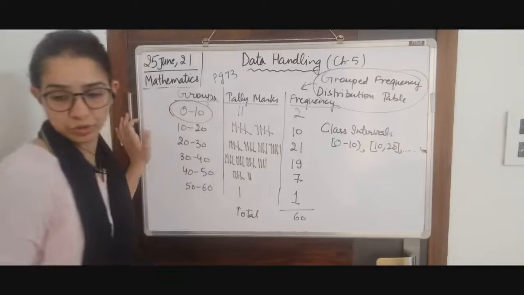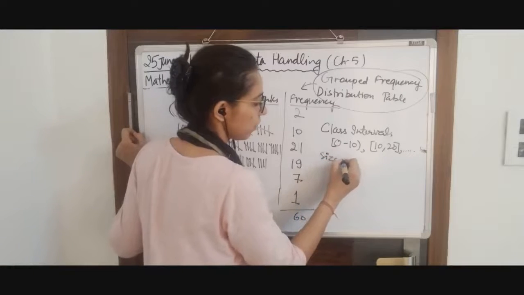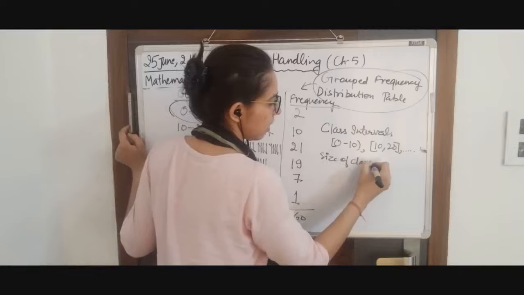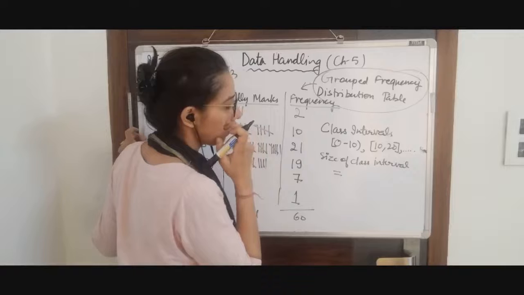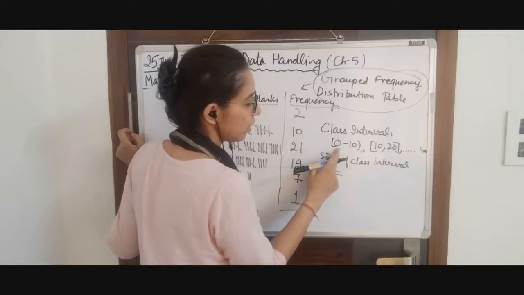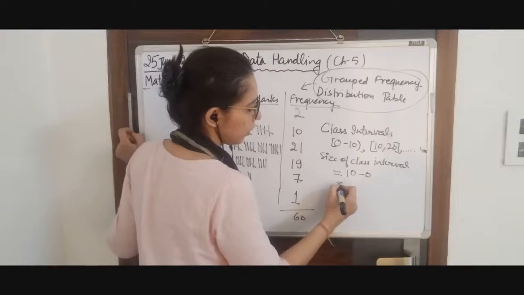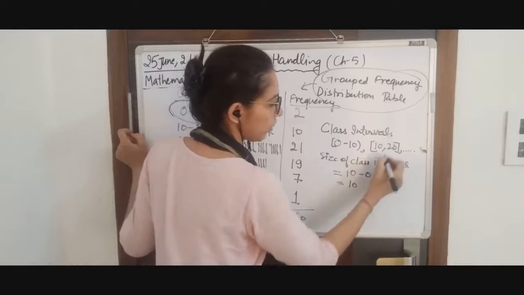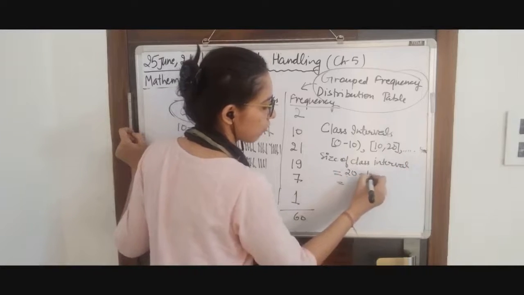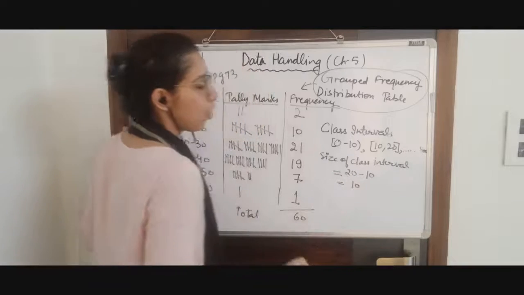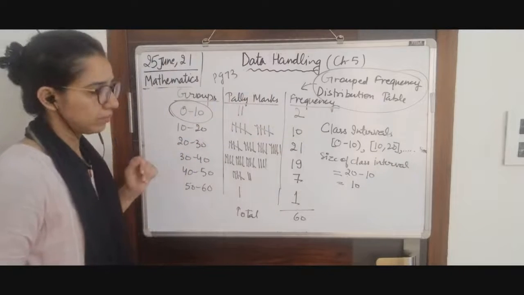Now we are going to talk about the width and size of class interval. Size of class interval, how do we calculate? We subtract the lower value from the upper value. It is 10 minus 0, which is equal to 10, or you can do 20 minus 10. You can find the difference of any class interval and it is always the same. For this question, the size of class interval is going to be 10.